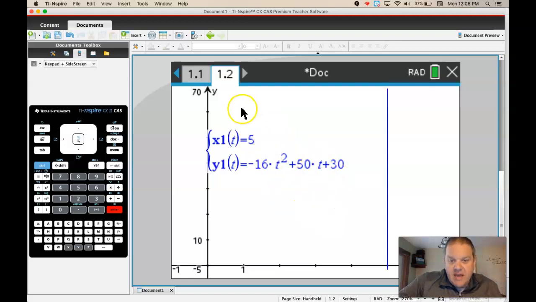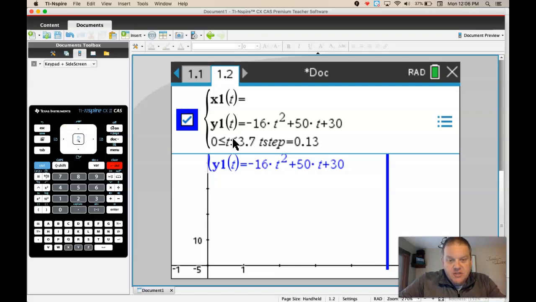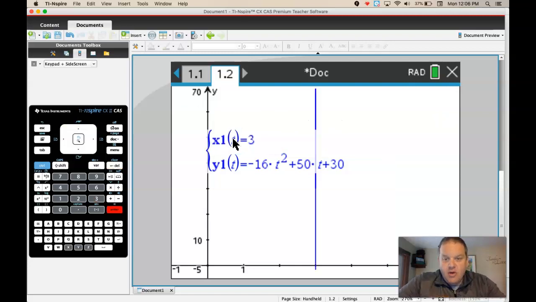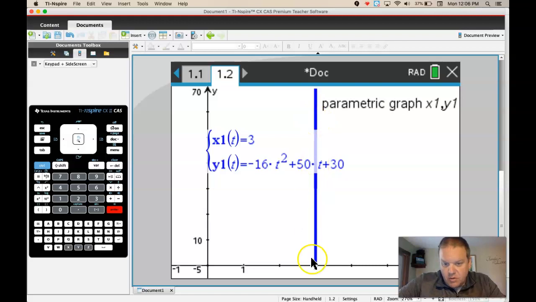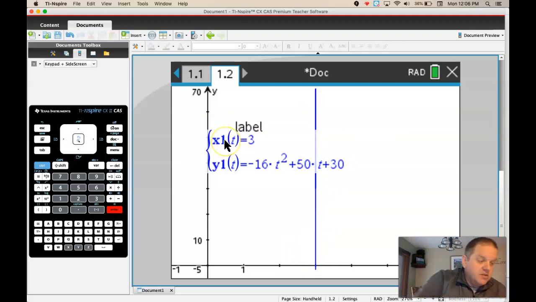Parametrically, we can show that, and while we're in here, if I change this number to 3, the only thing that changes is it just moves it over to 3. That's all that x value does when you're dealing with just one vertical motion.